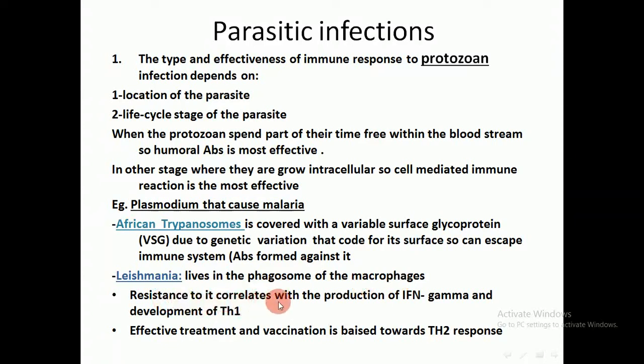The resistance to it correlates with the production of gamma interferon and development of T helper 1 stimulation. And effective treatment and vaccination of the leishmania is biased towards T helper 2 response, which is the humoral immunity. And as you know, the destruction of the tissue, the skin and the soft tissue due to leishmania is due to activation of the cell-mediated immunity and the macrophage and the gamma interferon release, which leads to destruction of the soft tissue and a scar on the skin.